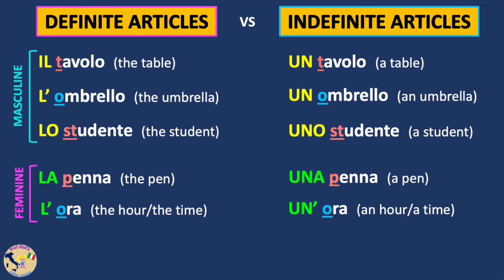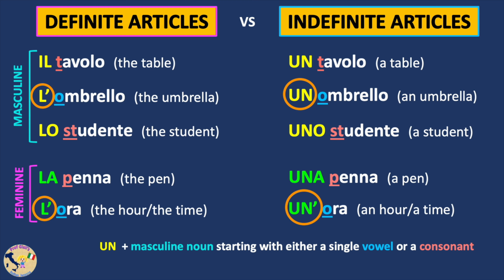As you can see, although both masculine and feminine nouns starting with a vowel are preceded by the same definite article l plus apostrophe, when it comes to indefinite articles, only feminine nouns are preceded by un plus apostrophe. So once again, un precedes masculine nouns starting with either a single vowel or a consonant, whereas un with apostrophe precedes feminine nouns starting with a vowel.